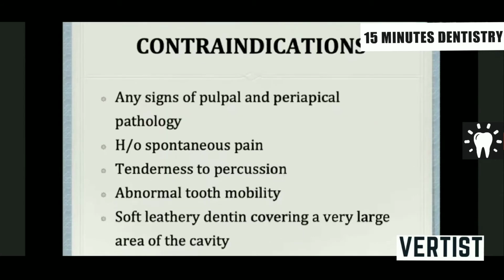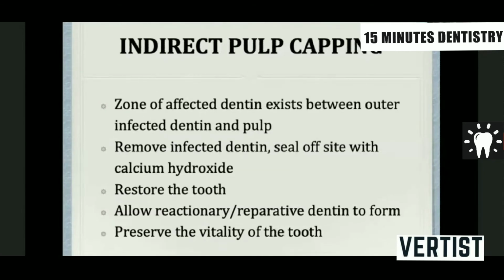So, what are the contraindications? Any signs of pulpal and periapical pathology, that's what we have discussed. History of spontaneous pain. History of tenderness, that is tenderness to percussion. This is a sign which we have to elicit. Abnormal tooth mobility, and soft leathery dentine covering a very large area of the carious cavity. So, these are the contraindications.